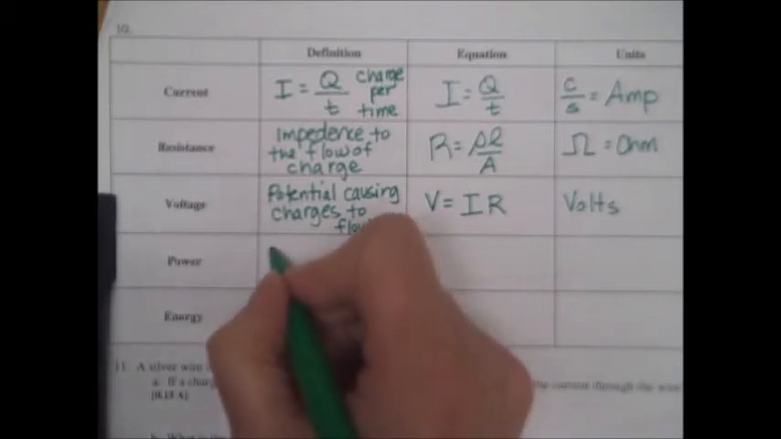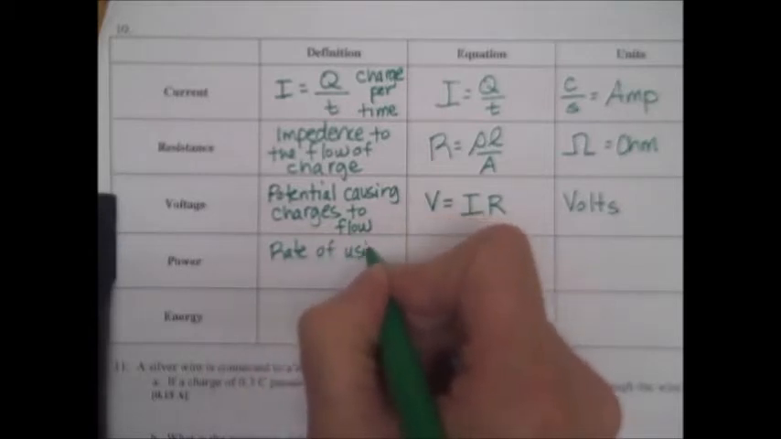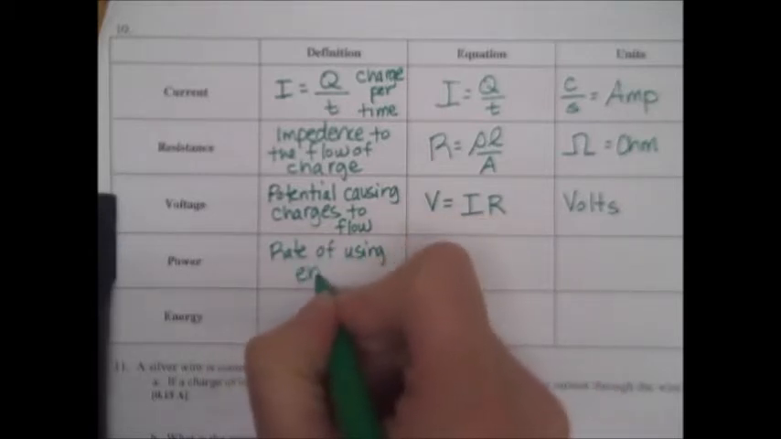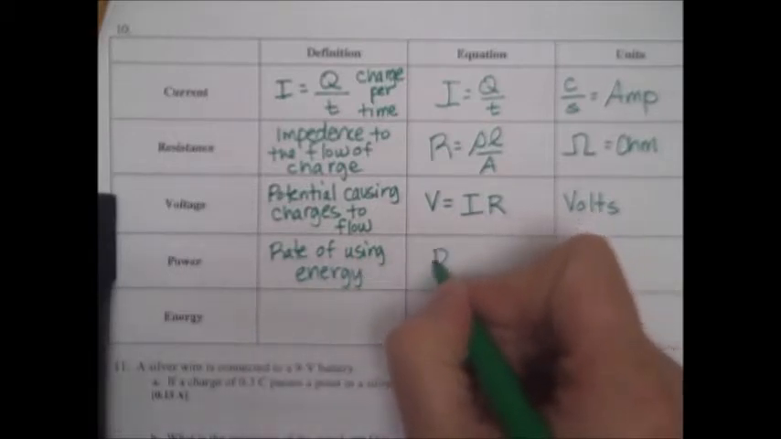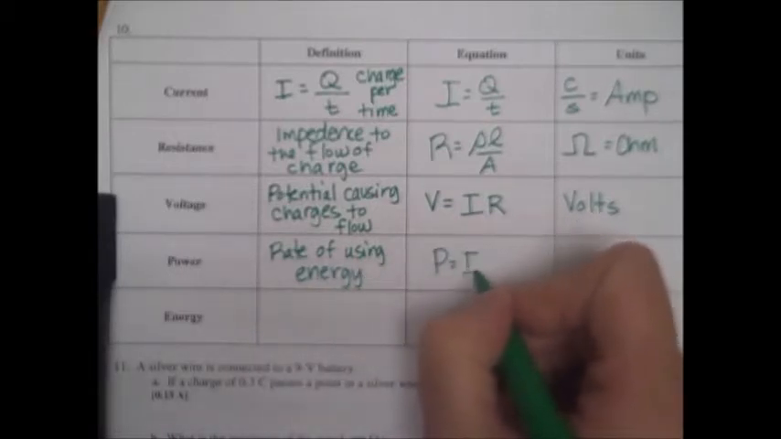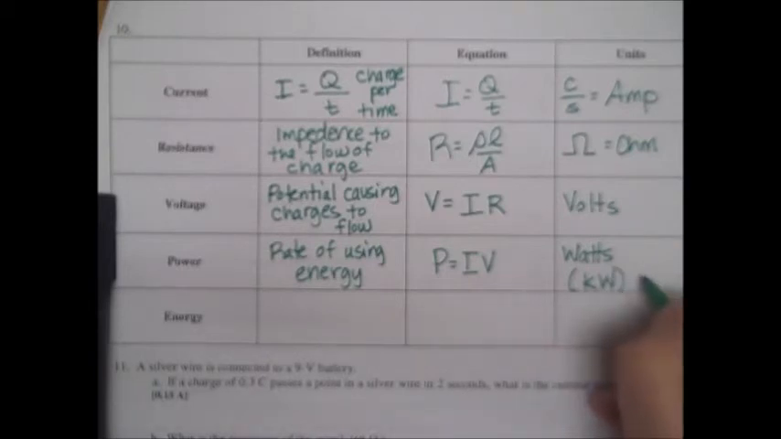Power is again the rate of using energy, or the rate of doing work. And the equation for power, we can use P equals I times V. And the units for power would be in watts, or sometimes we will convert this to kilowatts for a household problem where we're talking about electrical energy.